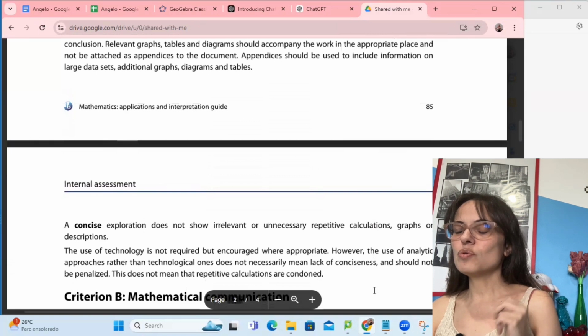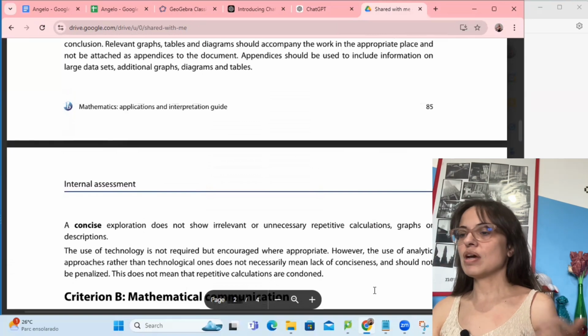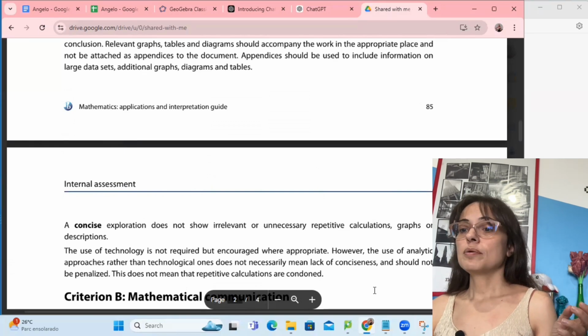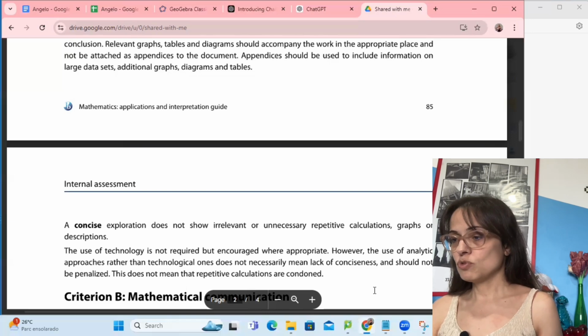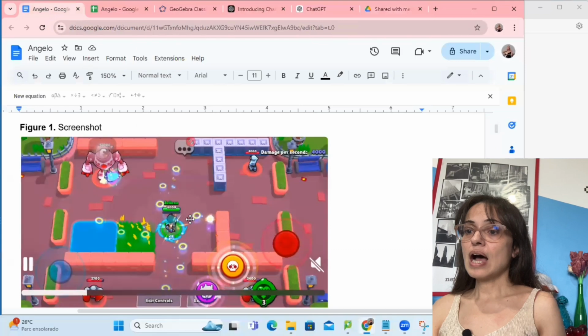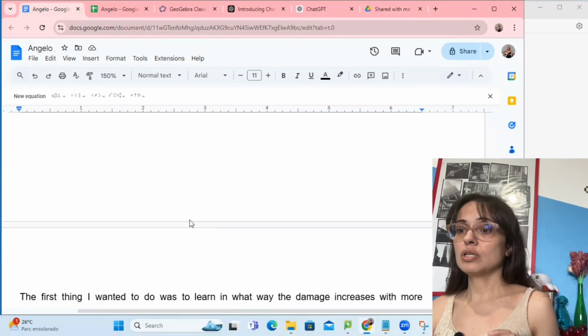Does not show irrelevant or unnecessary repetitive calculations, graph, or descriptions. This is fine. The use of technology is not required, but encouraged where appropriate. Sure. You know what this is about? I did a lot more. This is not just a simple correlation IA.